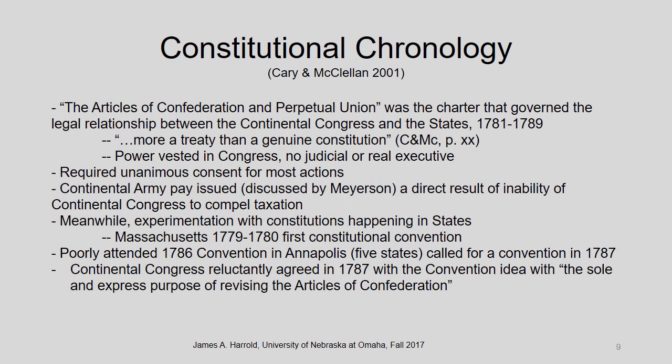And so from the Carey and McClellan text, which I cite here but don't make you read, the Articles of Confederation and Perpetual Union was actually the Articles of Confederation. And what they posit is that it was more like a treaty versus a constitution. Power was vested in Congress. There really was no real executive. There was a president of the Congress, but that was really the presiding officer. There really was no national judicial function. So really it was simply a Congress which required unanimous consent of all the states on most actions.